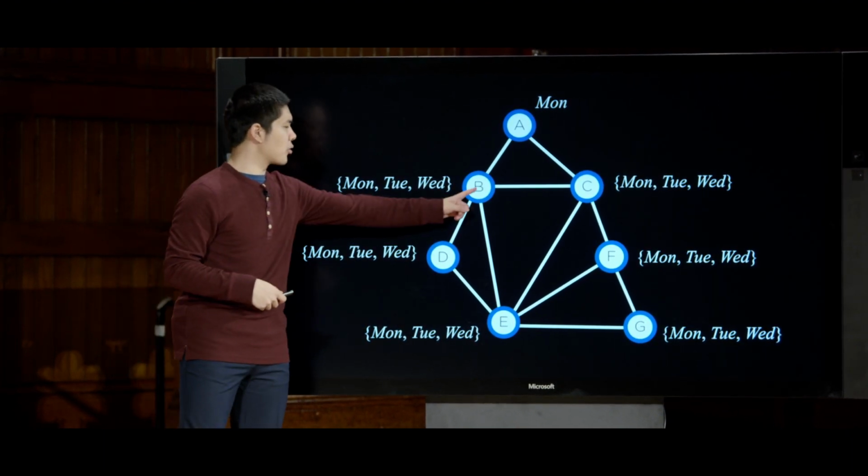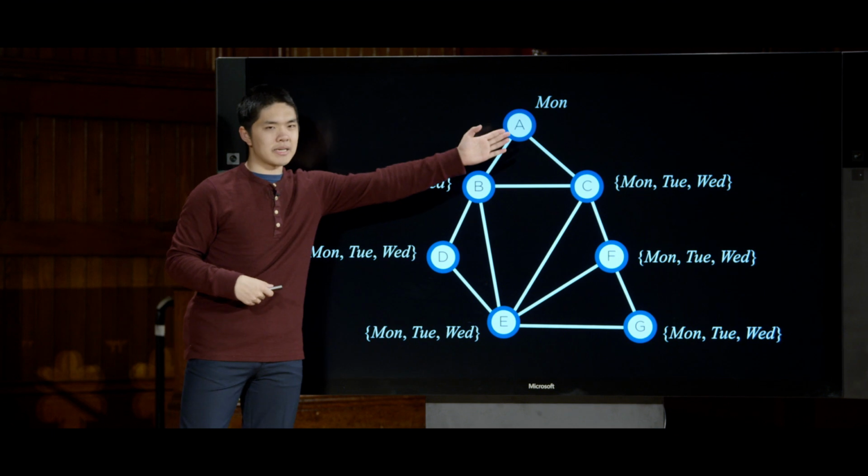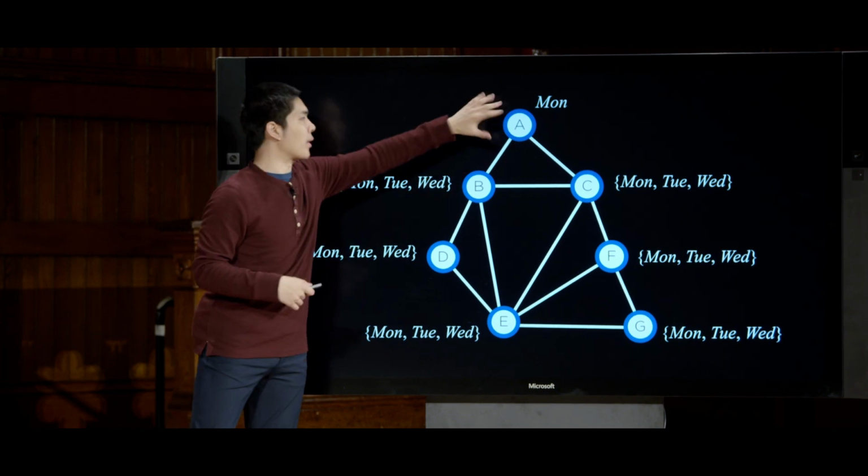And now let's consider node B. All right, so I've made an assignment to A, so I recursively call backtrack with this new part of the assignment.